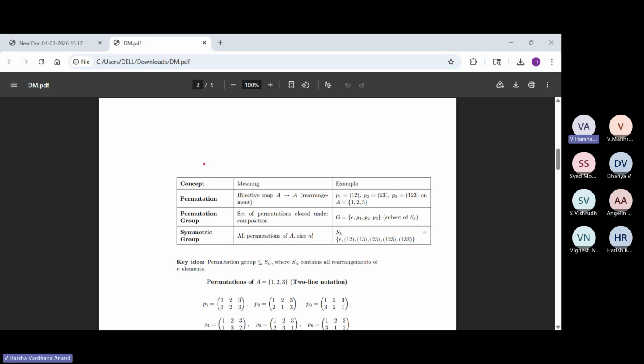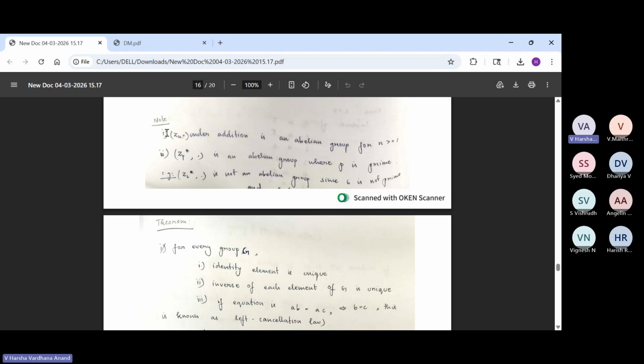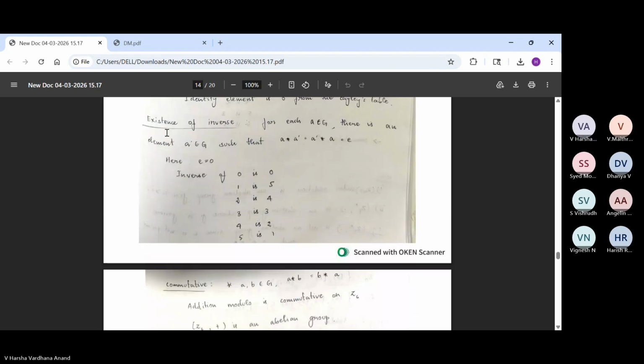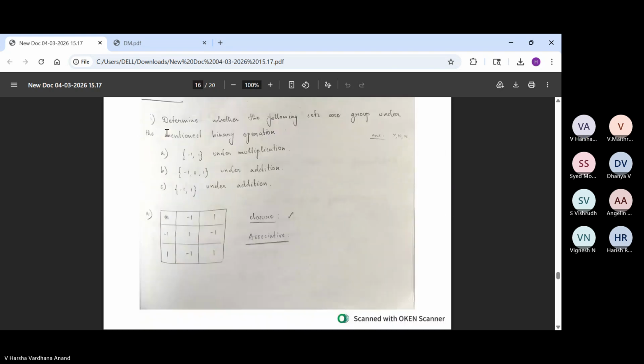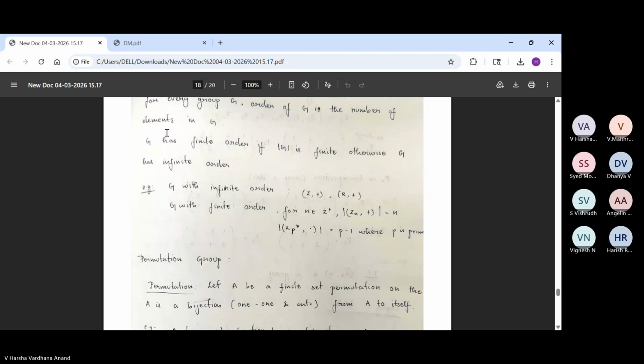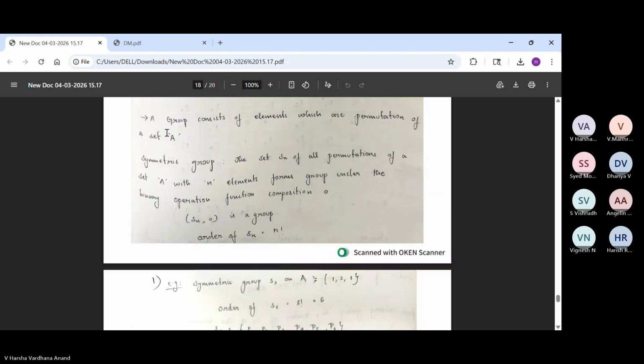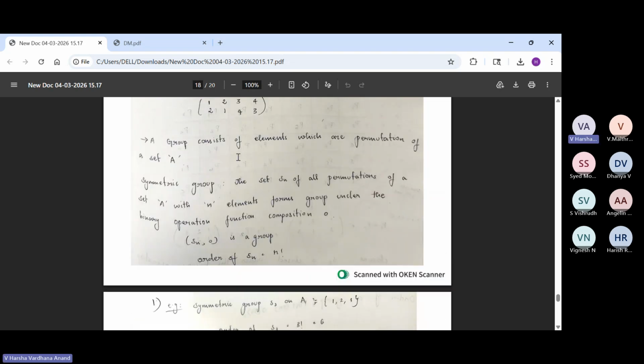So next we'll go to a symmetric group. Just for the symmetric group, this will help. Here, like Udhaya's notes here. The symmetric group Sn is the set of all permutations of A.